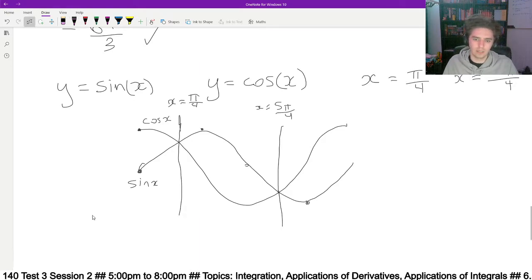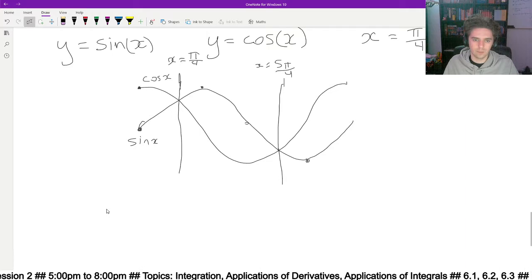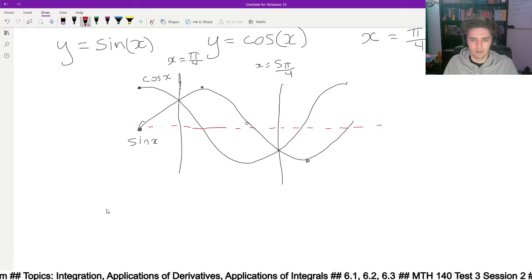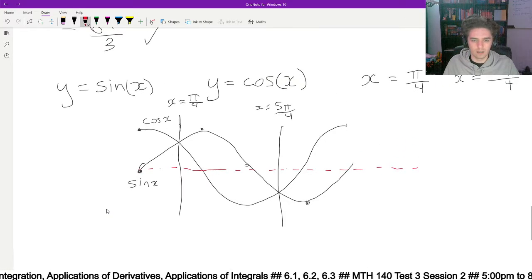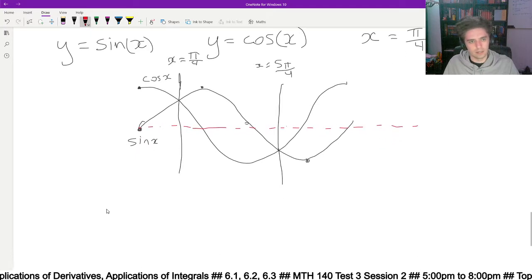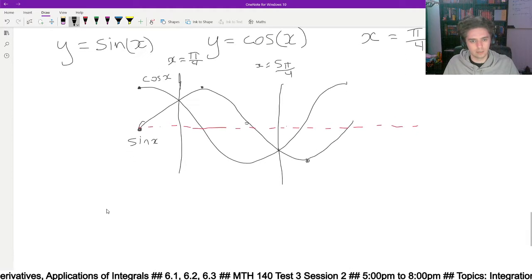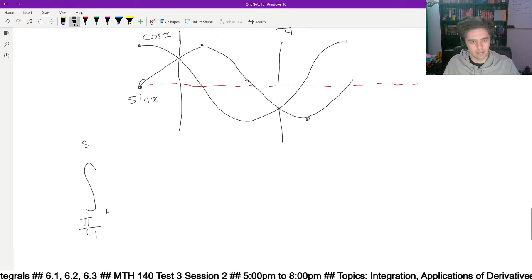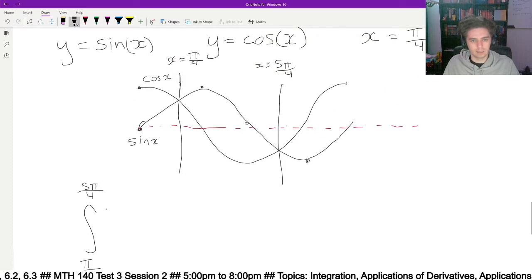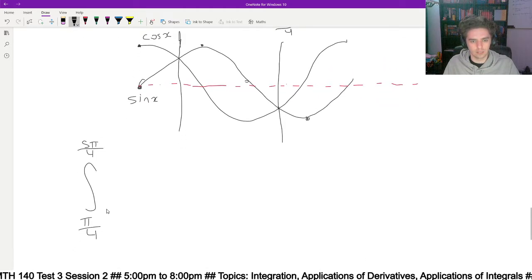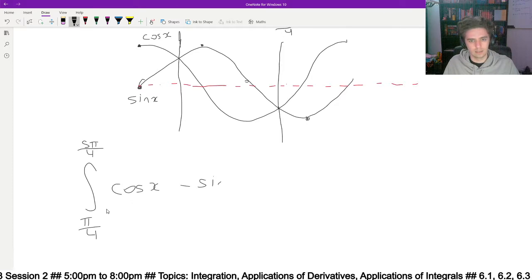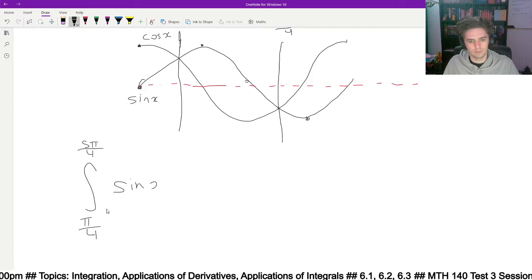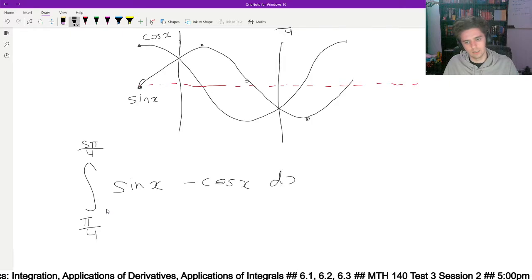So we're just looking for this integral here. This is also the x-axis, right? Okay, we're going from here to here, so the bounds of the integral are going to be from pi over 4 to 5 pi over 4. It's going to be the upper function minus the lower function. Upper function is cos x minus sine x. Did that backwards. Upper function is sine x minus cos x dx.